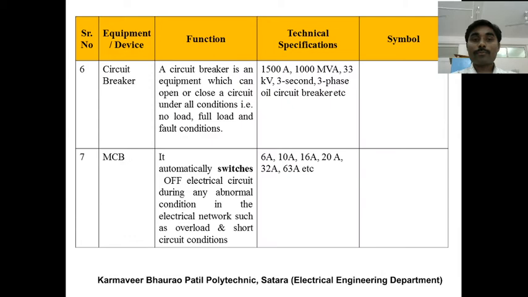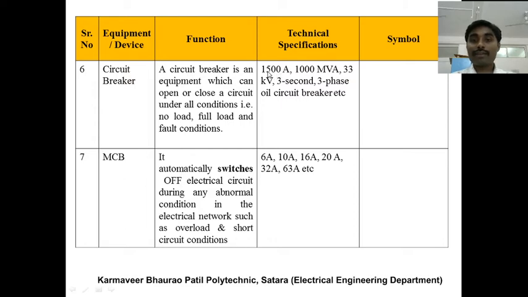Okay, now the next equipment is the circuit breaker. Students, as we know, a circuit breaker is an equipment which can open or close a circuit under no load or full load condition, or fault condition, or we can say under abnormal condition. It operates automatically as well as manually.